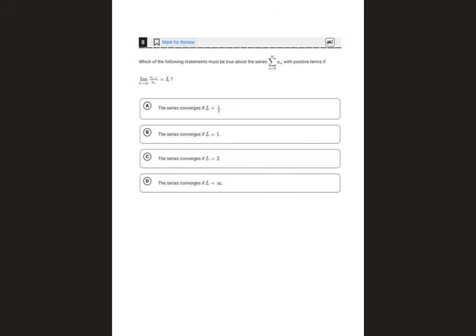Now all the answer choices are talking about what values of L make the series converge. All the answer choices say the series converges if L equals a certain number or infinity. So basically they're saying there's one of these values of L that this limit equals, and there's only one value that makes this series converge. All the rest will make it diverge.